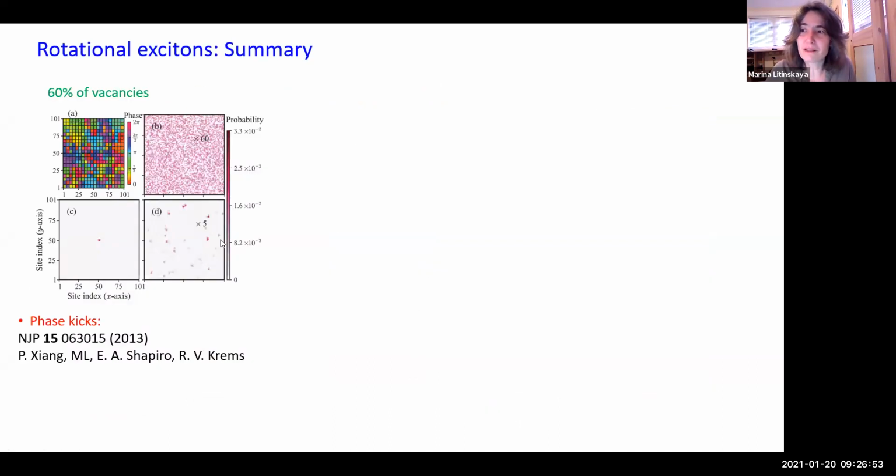Actually, real optical lattices with polar molecules are not that good. So we demonstrated that, in fact, this scheme can be used also in a highly disordered medium, but some modification is required. So this is an optical lattice with 60% of vacancies. So only 40% of molecules are in there. It's a strongly disordered system above the percolation threshold. But still, you see that you can focus your excitation on one lattice site.